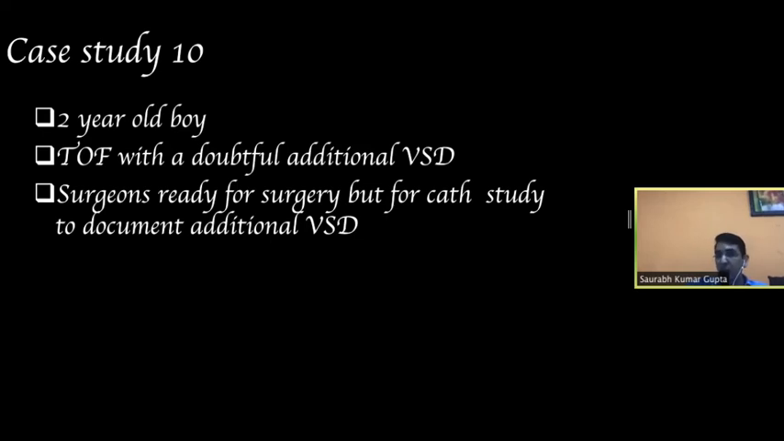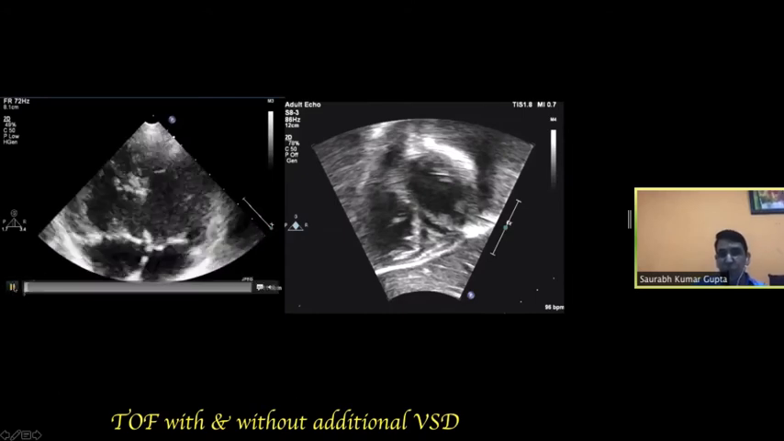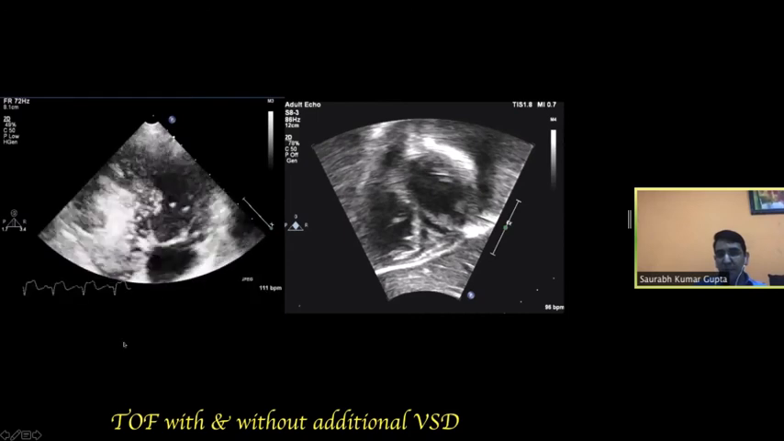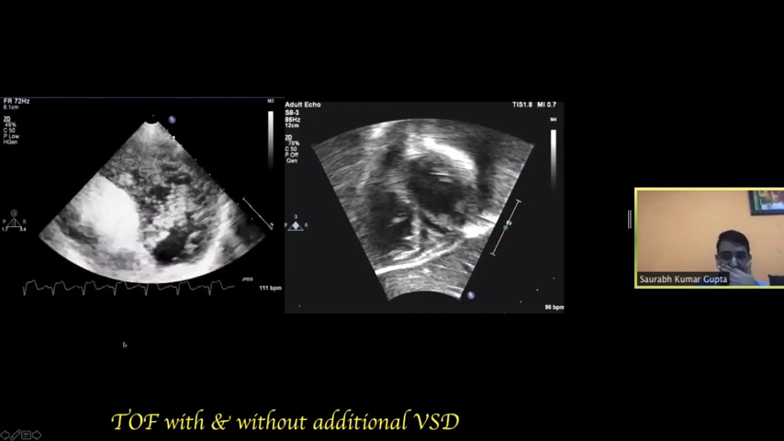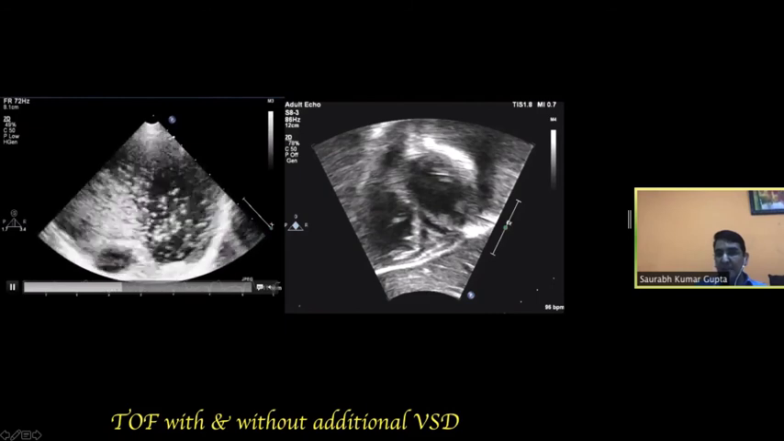So I just offered, why not do a contrast echo and show? So let's see whether we were able to show something. So now this is the echo of this patient. Now if you see here, this is RA, RV, LA, LV, and this is the large VSD.